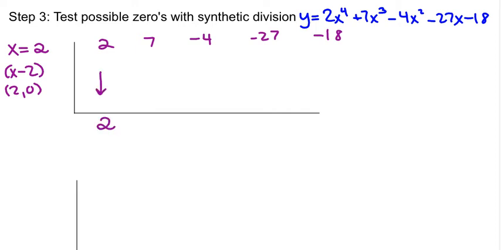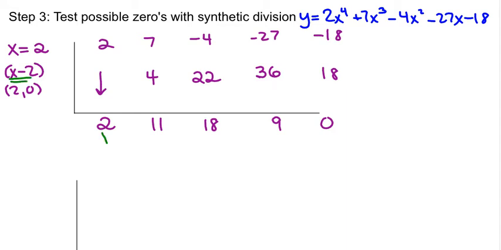We've done this a lot already, so I'm going to go a little faster. 2 times 2 is 4. Add 7 and 4 together, we get 11. 2 times 11 is 22. Add it. Multiply. Add it. Multiply. Add it. And we get a remainder of 0. So this is telling me I do have an x-intercept at 2, 0. So now I've taken out the factor of x minus 2.